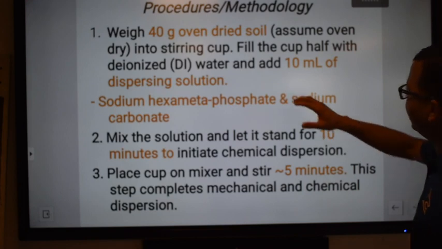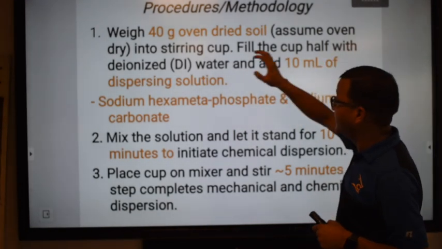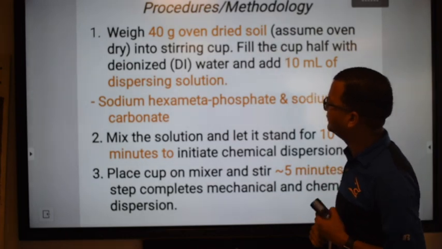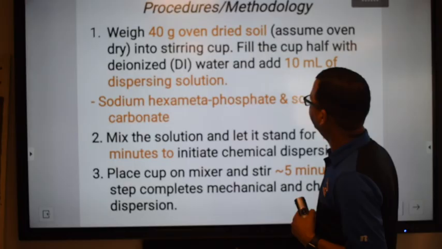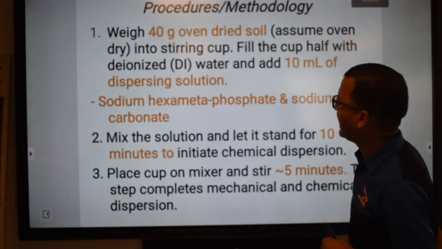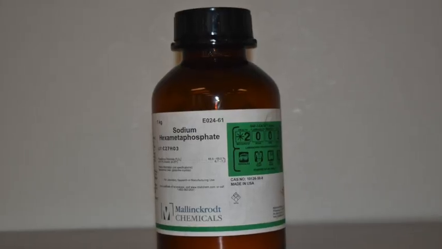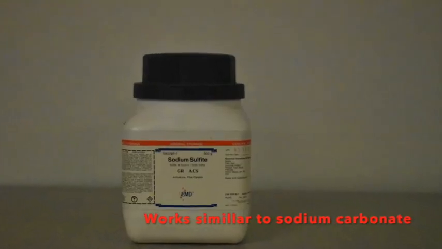A little bit on the methodology. We will weigh out 40 grams of oven dry soil and put that in the stirring cup. We'll fill the stirring cup halfway with DI water. We do have the DI water here, and we will add another 10 milliliters of dispersion solution. That dispersion solution is a mix of sodium hexametaphosphate and sodium carbonate.